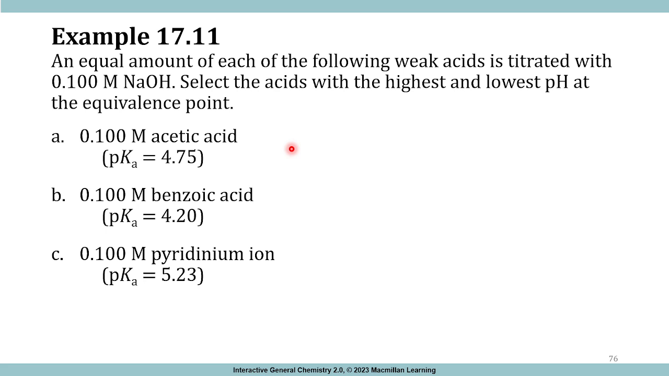Remember the pKa relationship to acidity, strength versus weakness? So these numbers right here, this P is negative log, right? So that means the Kas would be 10 to the negative powers, right? Okay. That means the larger this number, the smaller the Ka, right? So this one right here is the weakest of those acids. That would have the highest pH at the equivalence point.